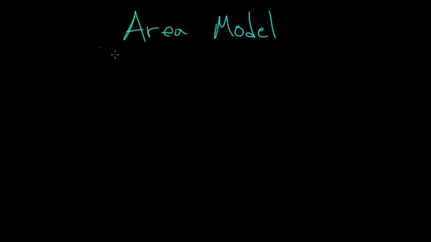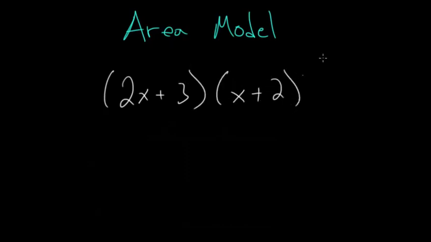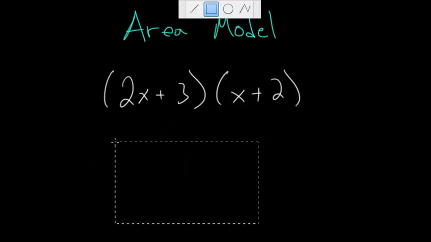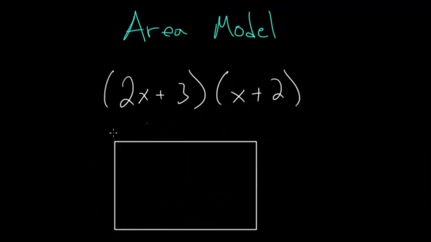Now, one other way to look at these problems is using what's known as the area model. So with this area model, let's essentially just look at an example. Let's say we have 2x plus 3 times x plus 2. And what we can do is essentially draw a rectangle where we're trying to find the area of this rectangle. And one of the side lengths we'll say is x plus 2, and the other one we'll say is this 2x plus 3. And the reason that I spaced them out like this is essentially we're going to split our rectangle into 4 different quadrants.